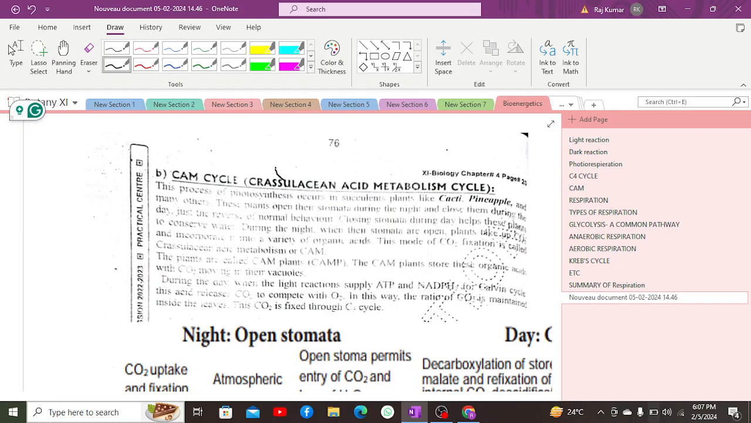Acid refers to the word malate, because the metabolism will be of an acid which would be a four carbon acid, malate, right? So this would be the acid of which the metabolism will be occurring.